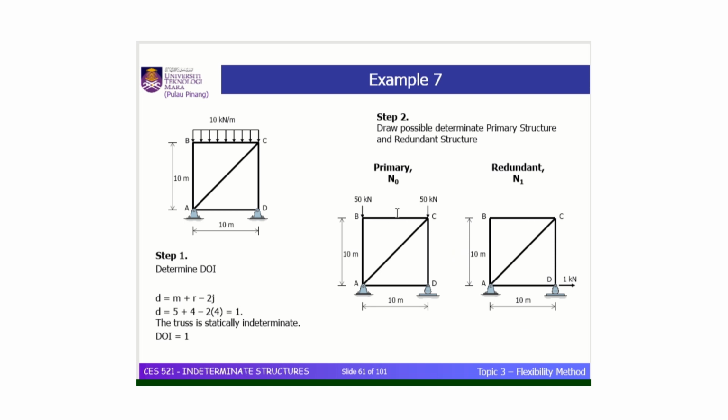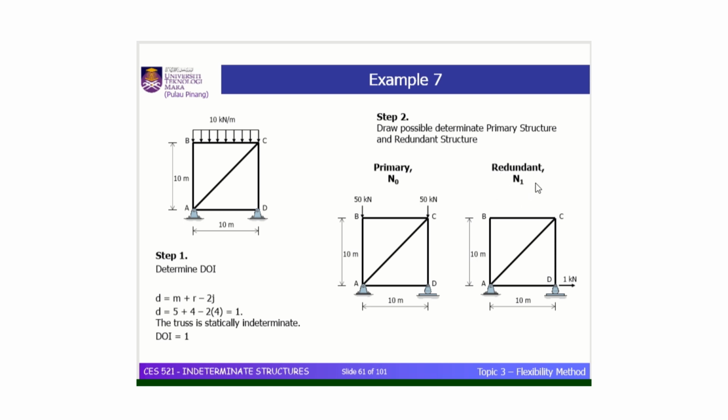For primary structure, you remove the effect of Dx. That's why at D they have a roller here. All the real load, actual load, you just apply on primary structure. That's why they have 50 kN here and 50 kN here. For redundant structure, they have the same structure as the primary but different in terms of loading. For actual load, we just apply on primary structure, and for redundant structure, you just apply 1 unit load.